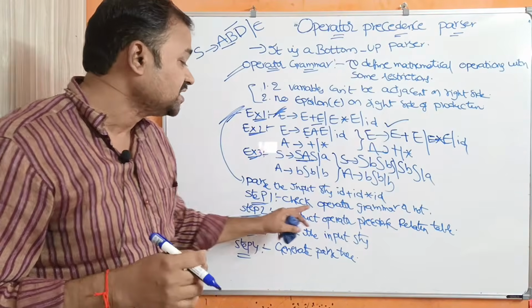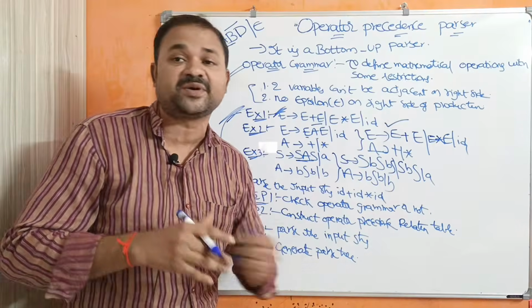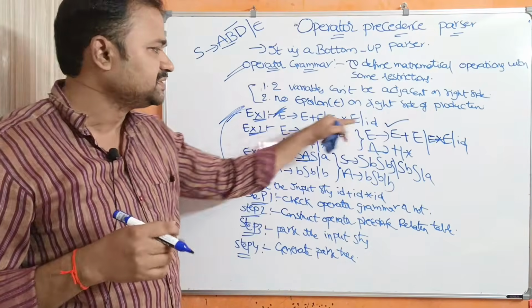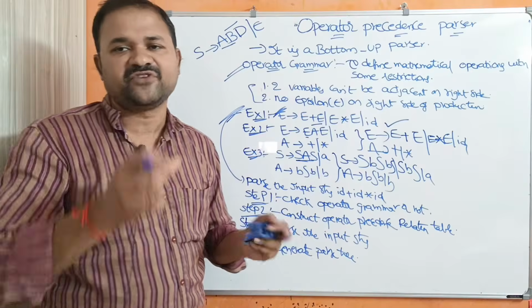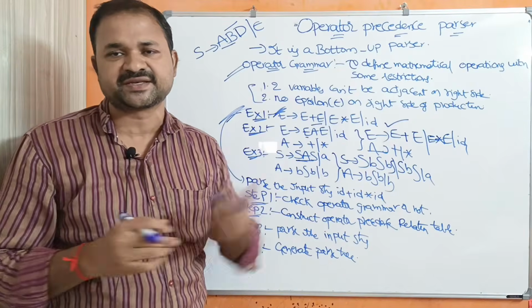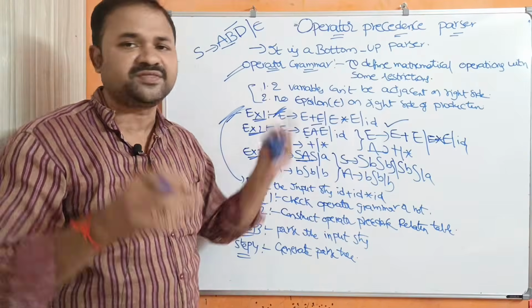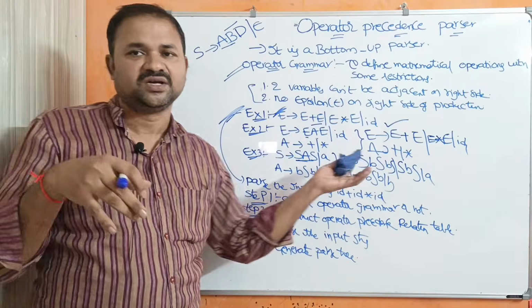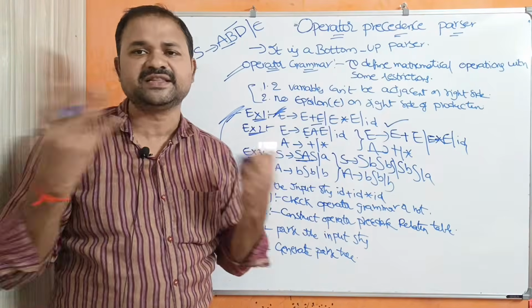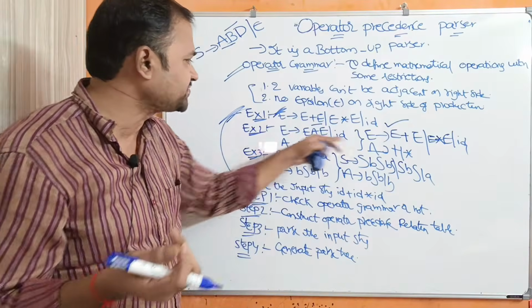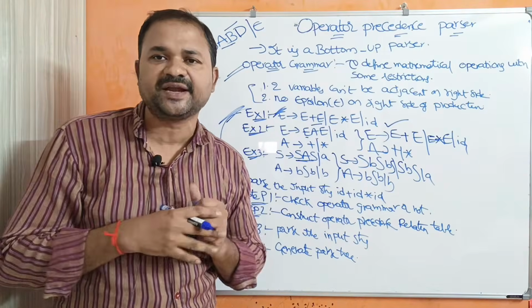Step 1 is check whether the grammar is operator grammar or not. So there is no problem. This grammar is operator grammar. Why? Because it is satisfying 2 properties. What is the first property? 2 adjacent variables cannot be on the right hand side of the production. And what is the second one? There is no epsilon. So it is satisfying both the properties. So it is operator grammar only.